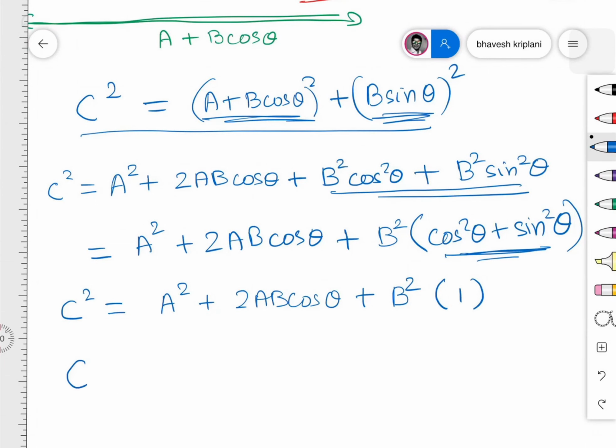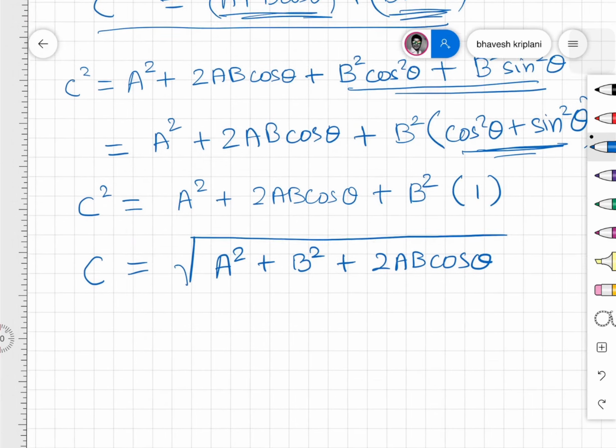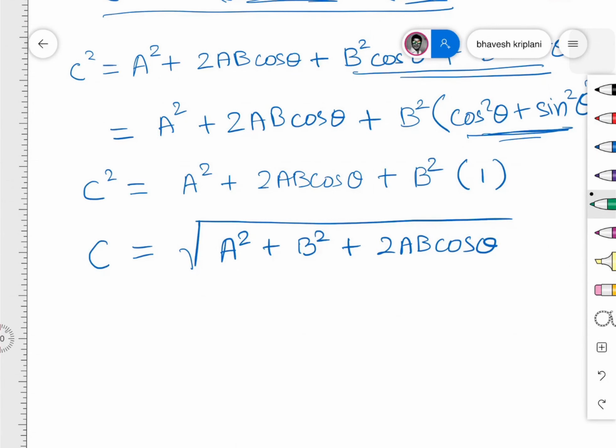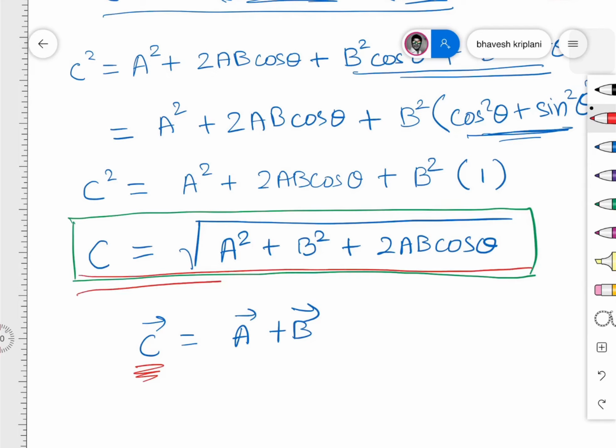So we get c will be equal to under root of a square plus b square plus 2ab cos theta. This is the mathematical formula for finding the magnitude of resultant of two vectors, that is, c vector is equal to a vector plus b vector. Then the magnitude of vector c will be found using this formula over here.